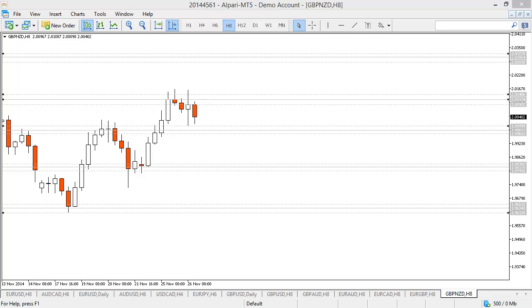People have different definitions of what an exotic pair is: majors, cross pairs, exotic pairs. It doesn't really matter. The point is, if your broker has a 10 pip spread on GBP AUD, you should probably change your broker. And don't trade pairs like USD ZAR or Euro Ruble.